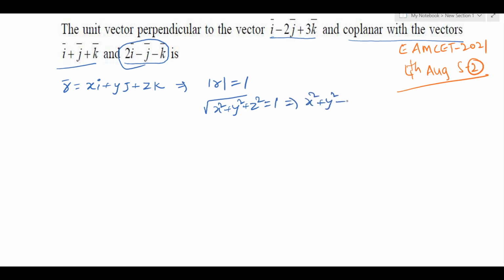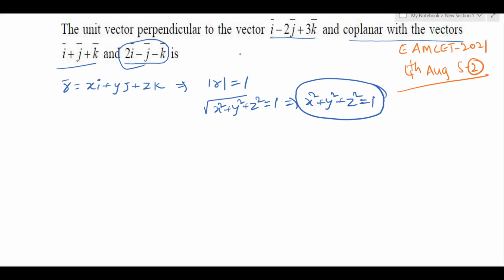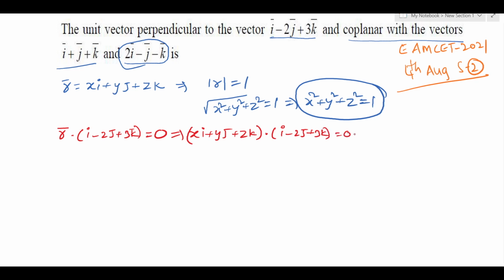From this x square plus y square plus z square is equal to 1, and this r bar is perpendicular to i minus 2j plus 3k bar. Perpendicular means dot product is equal to 0. Here r bar is xi plus yj plus zk dot i minus 2j plus 3k is equal to 0. From this x minus 2y plus 3z is equal to 0. This is the second equation and this is the first equation.